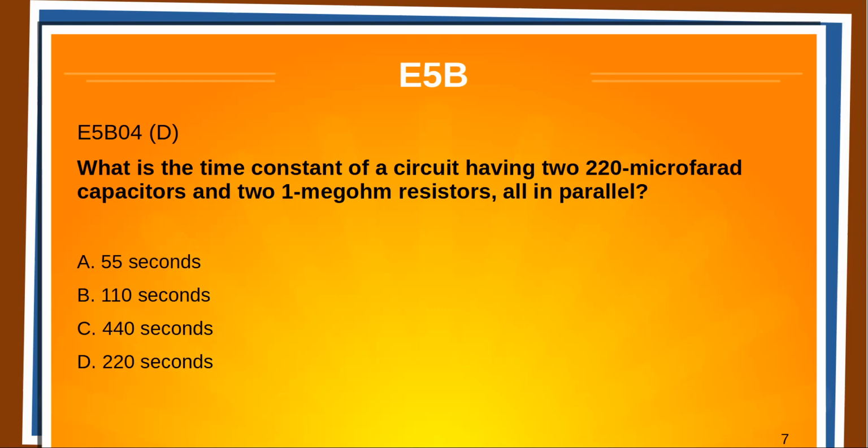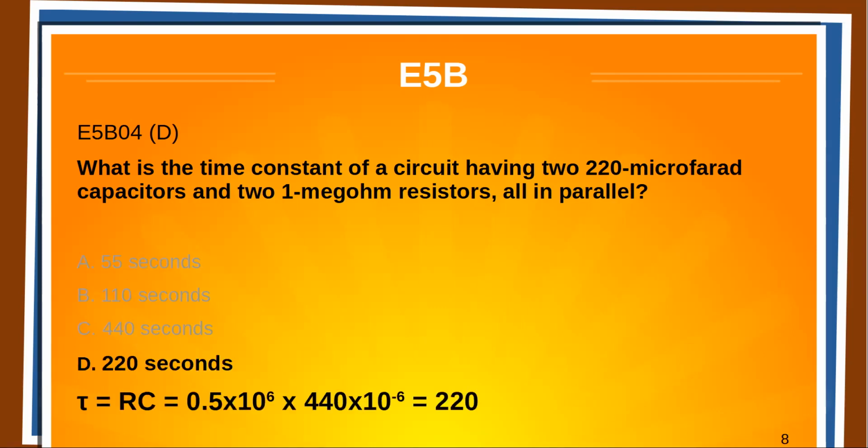Oh, the resistors are in parallel. Okay, so 440 microfarads, and you've got a half megaohm. Oh yeah, you're right. So the answer is D. But it turns out the same as 1 times 220. It's half times 440. So it's just a little exponent exercise.